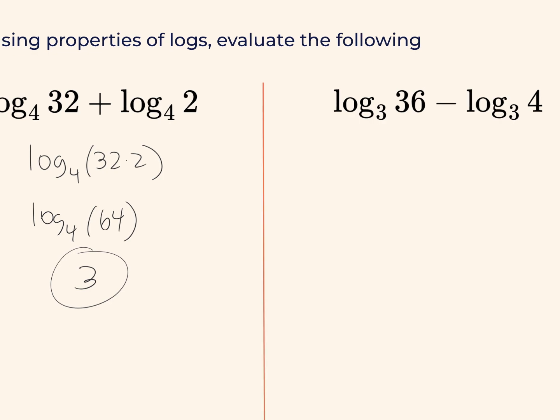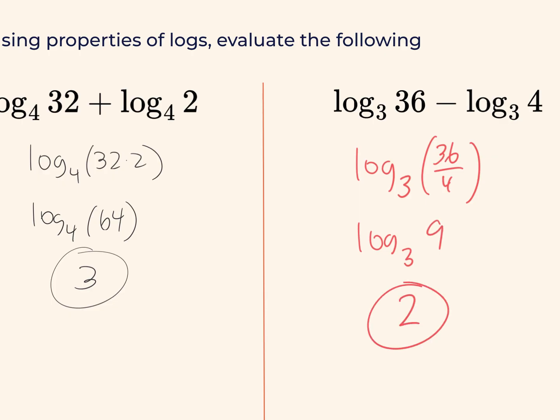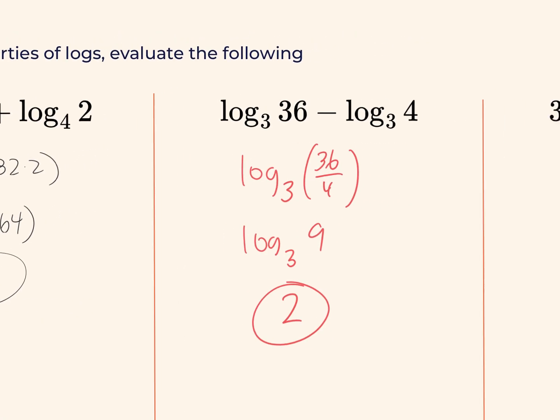Kind of similarly in the next problem, we've got log base 3 of 36 minus log base 3 of 4. So what I'm going to do is I'm going to use the quotient property by taking log base 3 and taking my arguments and dividing them. So I've got log base 3 of 36 over 4. Now 36 over 4, same thing as 9, right? And I know that log base 3 of 9 is just a normal little 2, all right?